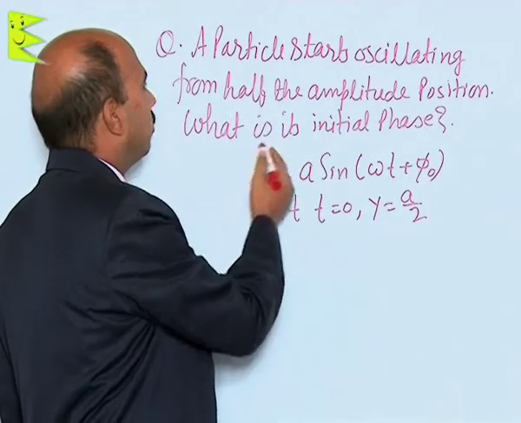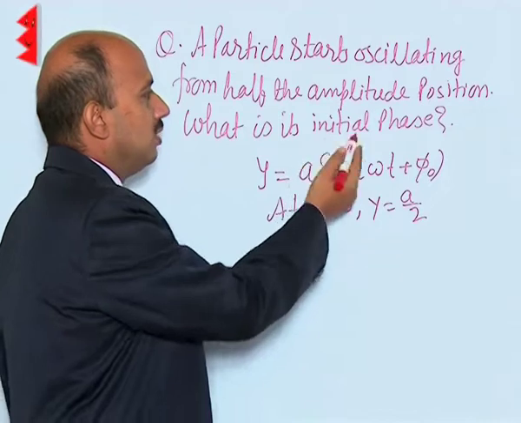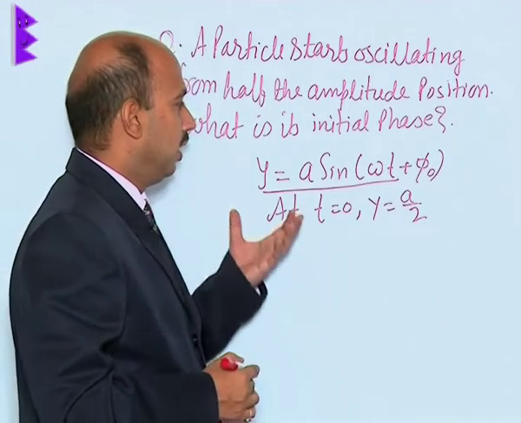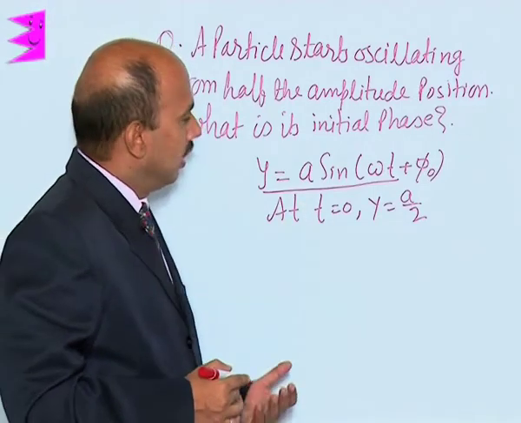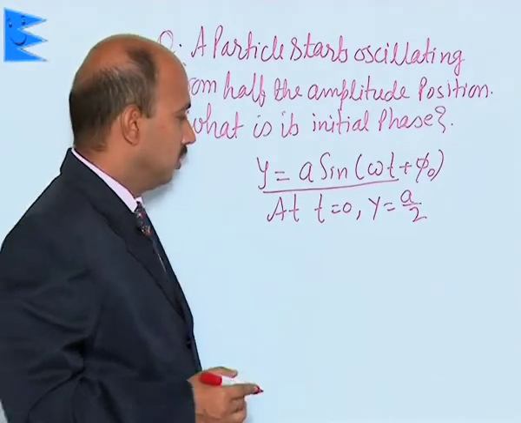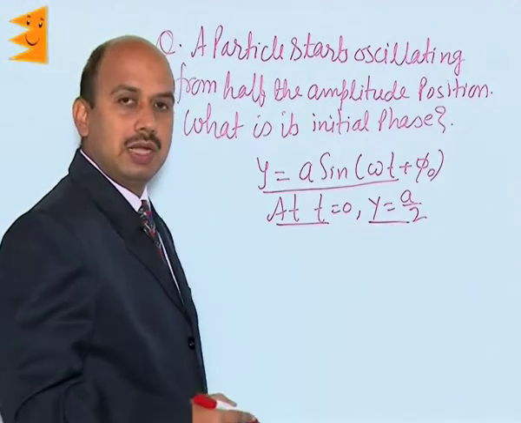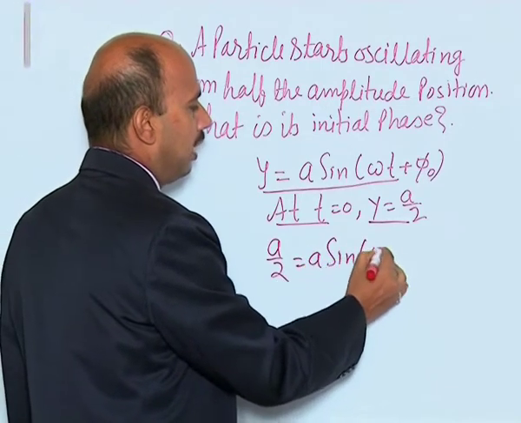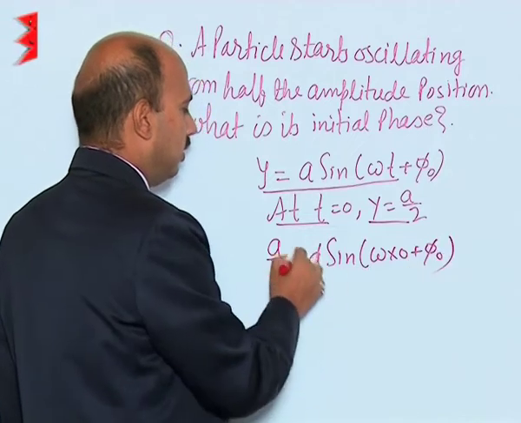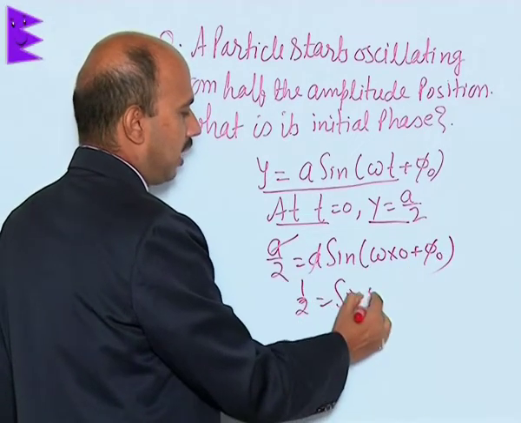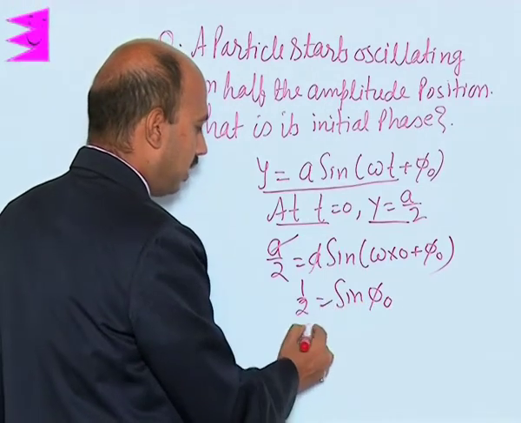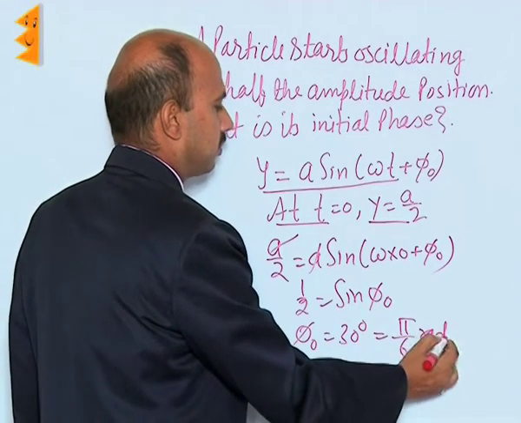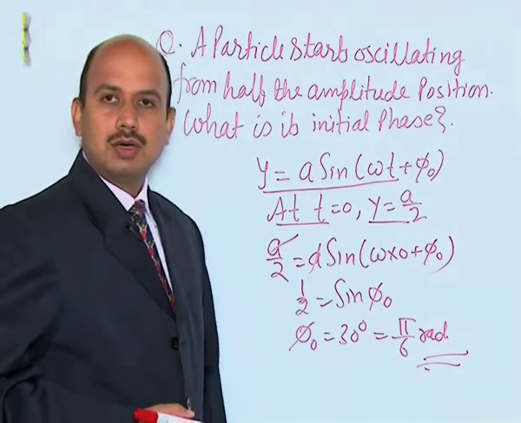Now, see, a particle starts oscillating from half the amplitude position. What is its initial phase? So, see here we know this equation y is equal to A sin(omega t plus phi naught). This is the equation which is representing displacement of the body at any time t having simple harmonic motion, and at t is equal to 0, y is equal to A by 2. So, we can write A upon 2 is equal to A sin(omega into 0 plus phi naught), this A will get cancelled. So, half is equal to sin phi naught, that will be phi naught is equal to 30 degree, that is equal to pi by 6 radian. So, this is the initial phase of the particle.